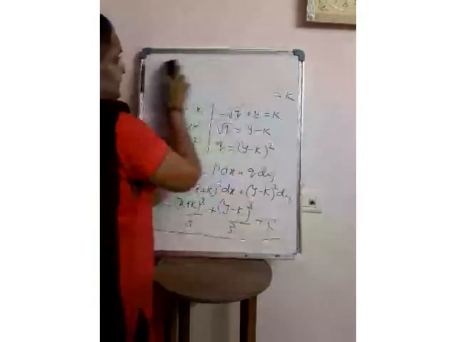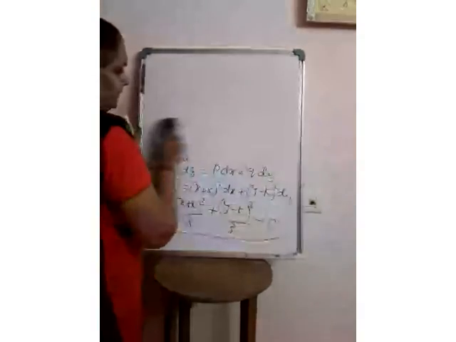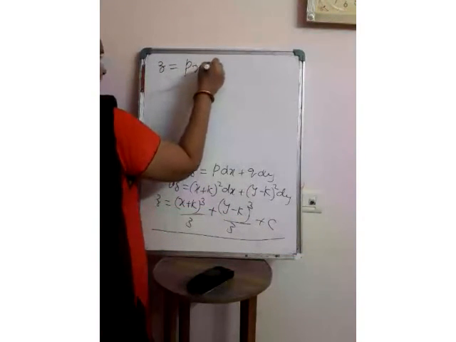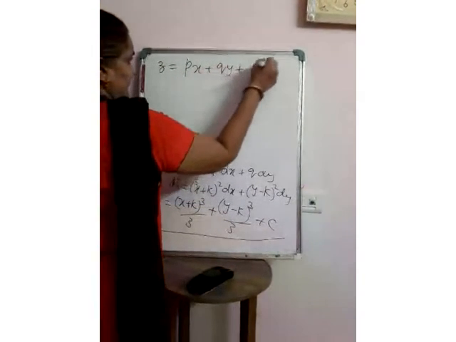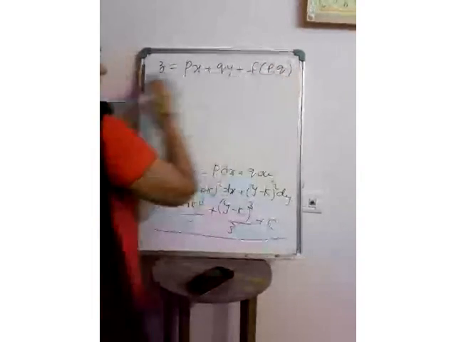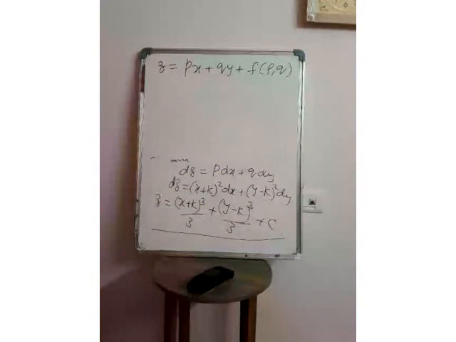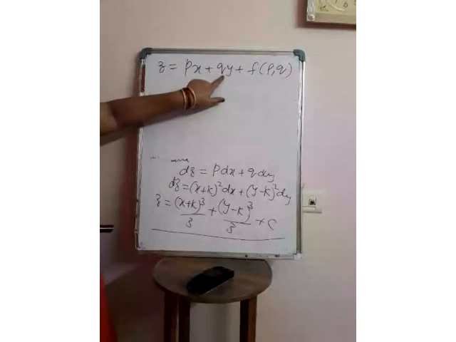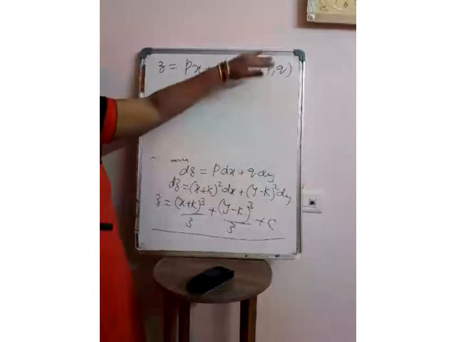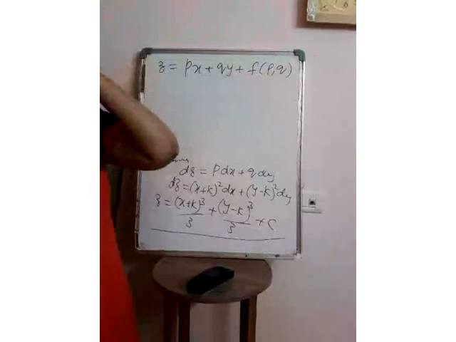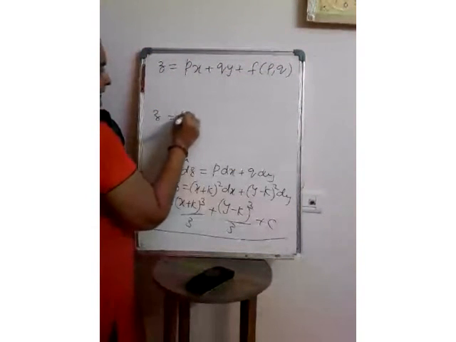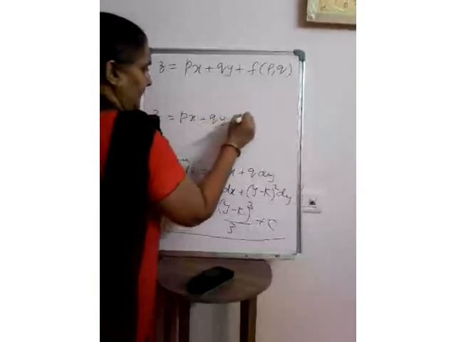The fourth type, actually, the equation will be in a standard format. How will the format be? Z is equal to Px plus Qy plus f of Pq. This should be the standard format for the equation. Left hand side should be Z is equal to. First term should be Px. Second term should be Qy. Third term should be a function of P and Q, only P and Q.